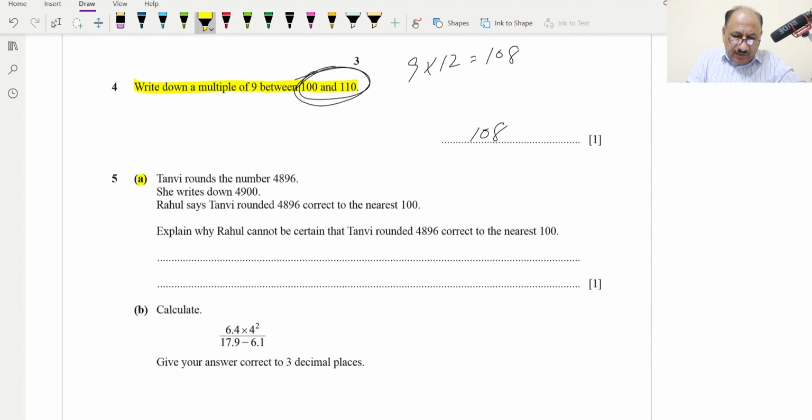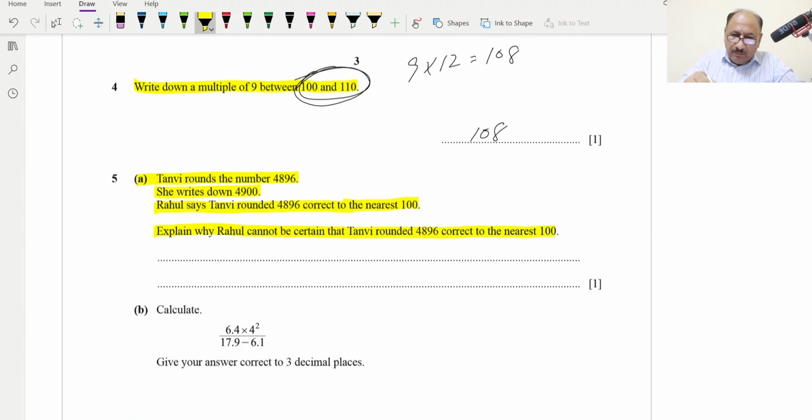Now question number 5. It says Tanvi rounds the number 4896. He writes down 4900. Rahul says Tanvi rounded 4896 correct to the nearest 100. Explain why Rahul cannot be certain that Tanvi rounded 4896 correct to the nearest 100.